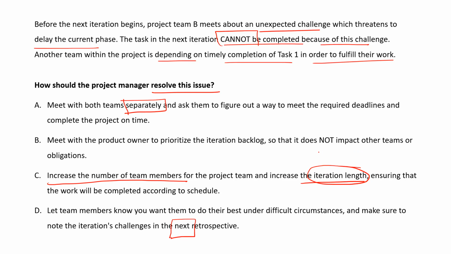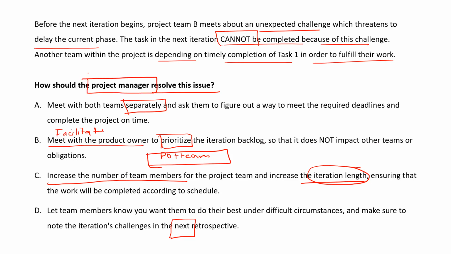So the things which you cannot do, why will you touch them? Prioritization is the task of, who does the prioritization? If you remember in the planning meeting, product owner plus team, right? What does the project manager have to do with the prioritization? Nothing. So meet with the product owner to prioritize the iteration backlog so that it does not impact other teams or obligations. So meeting with the product owner is what? Facilitation. Always remember, guys, the role of the project manager is what? Servant leadership as a facilitator in Agile.